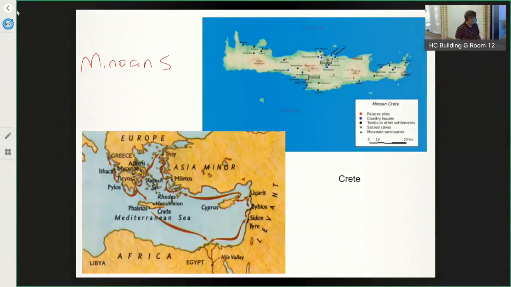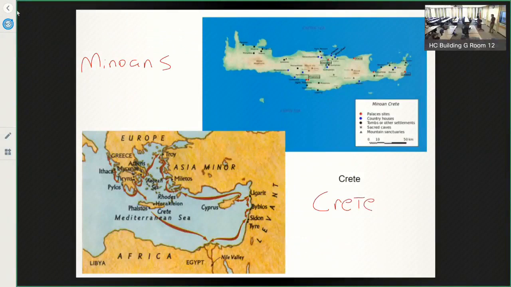And the Minoans lived on the island of Crete. And here it is right here, but I'll write it bigger because you can't see the board in the back. And Crete is here in the Mediterranean. It's in between Greece and Turkey, right there. You know, it's an island. The capital is Knossos.